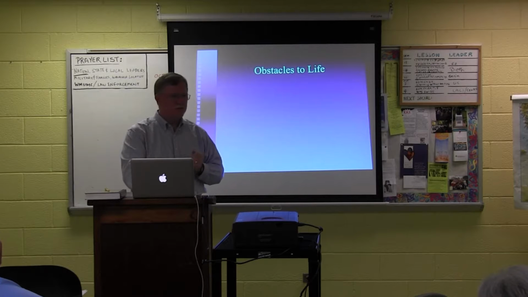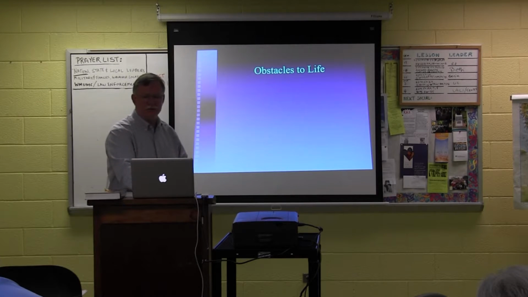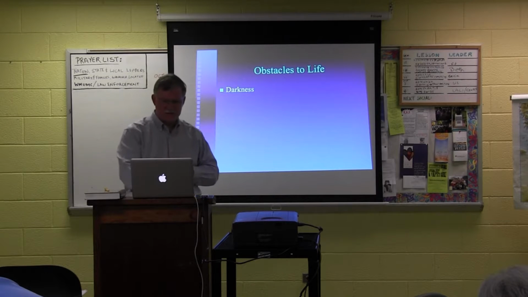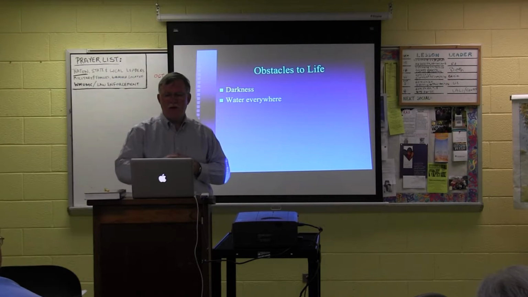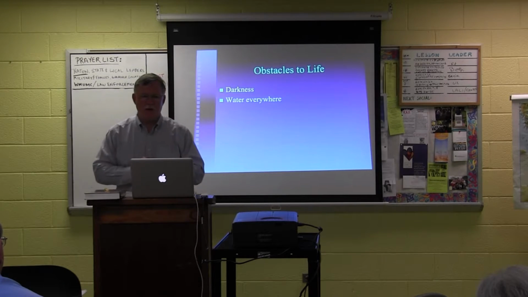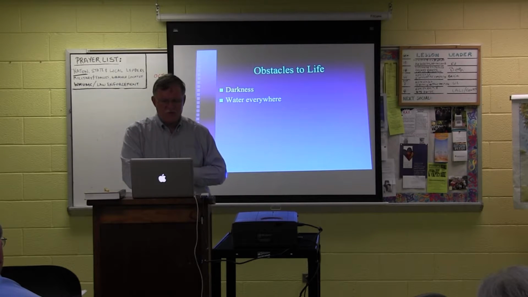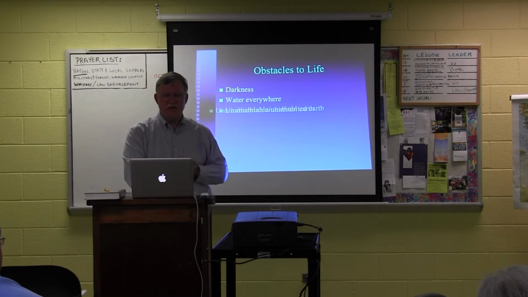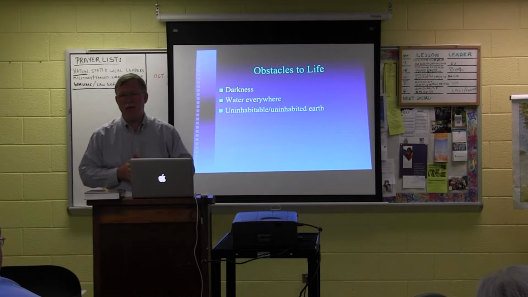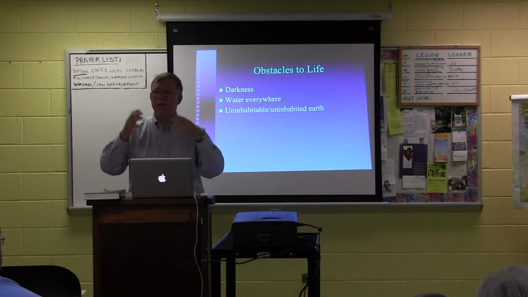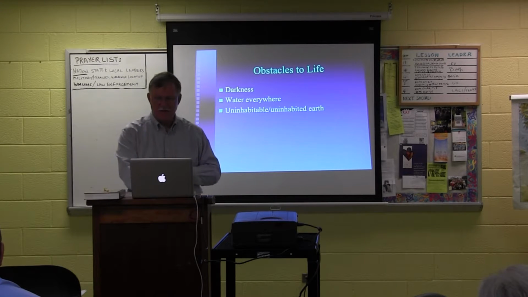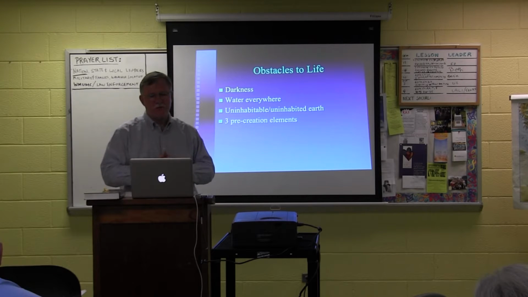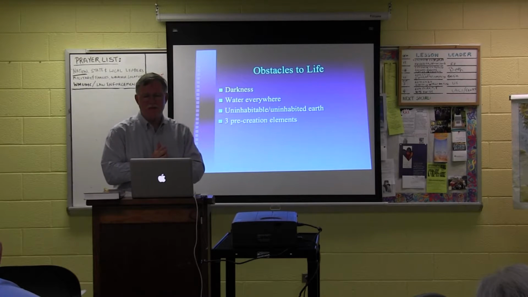And from these verses, we've got three, if you like, obstacles to life. One is darkness. One is water everywhere. Well, the third one's not really an obstacle, it's just an observation that it's uninhabitable and uninhabited. And that's going to be looked after in this chapter. So these are the three pre-creation elements, if you like.